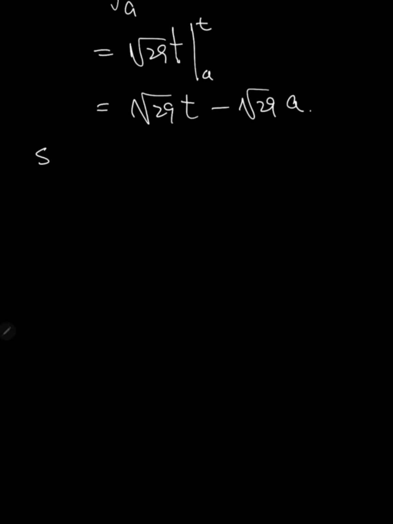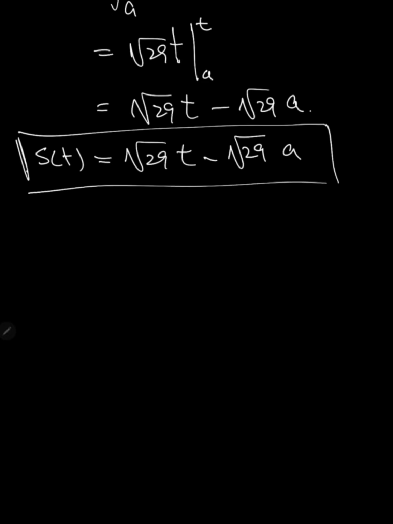So my conclusion, let me just write this down here. s of t is equal to square root 29 t minus square root 29 a. Again, this represents the length of the curve between time a and time t, or more accurately, the distance traveled between time a and time t.